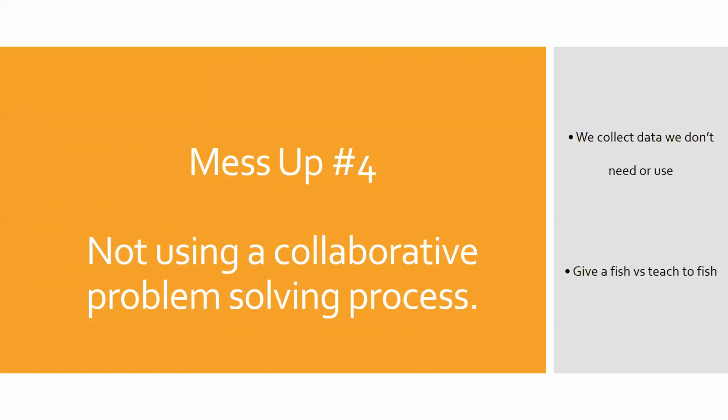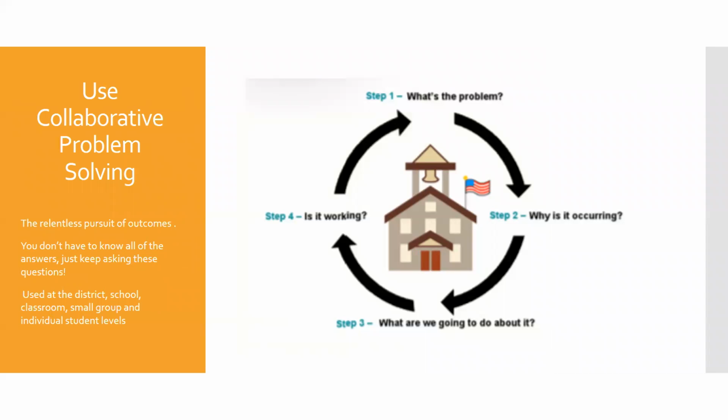So I can give a student information. I can give them knowledge of a process or a system. However, if I teach them how to get to that solution on their own, then they're going to be able to do it independently when it comes time to do that. This is an example of using a collaborative problem solving. So a 4-step process. Step 1, asking what is the problem. Step 2, talking about it as a team. Why is it occurring? Is it a behavior issue? Is it a phonetic issue?